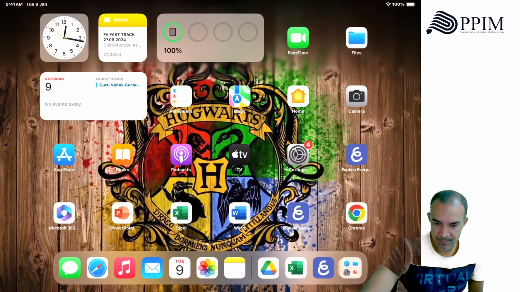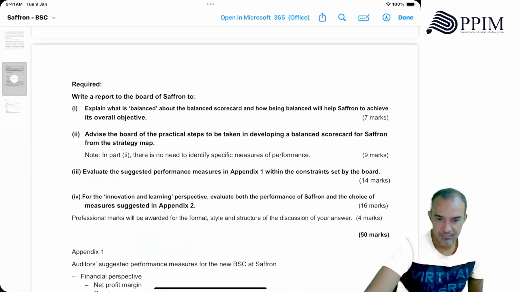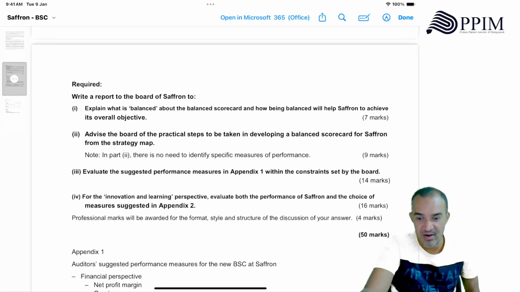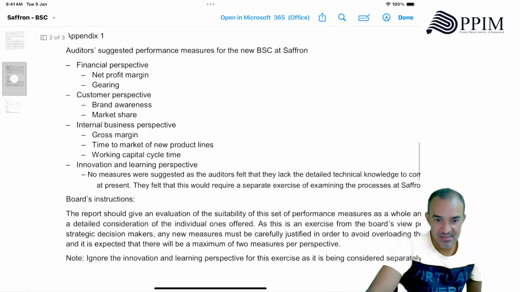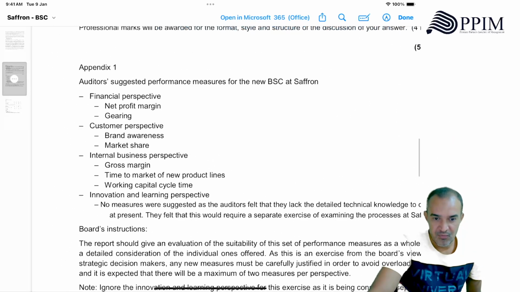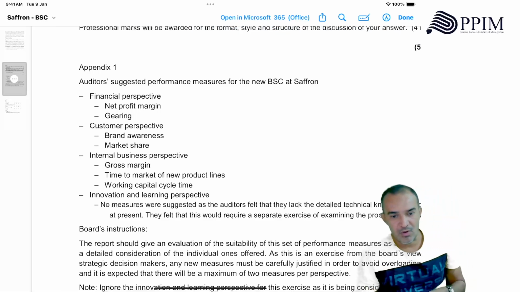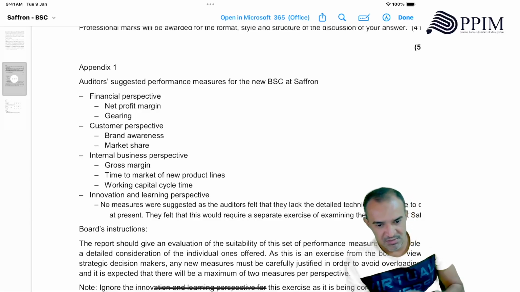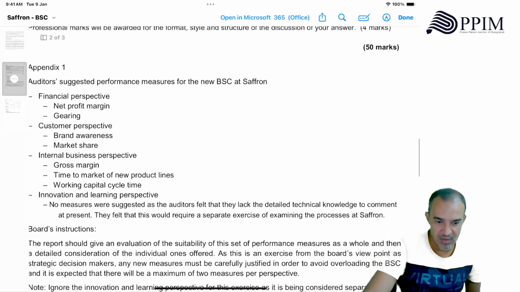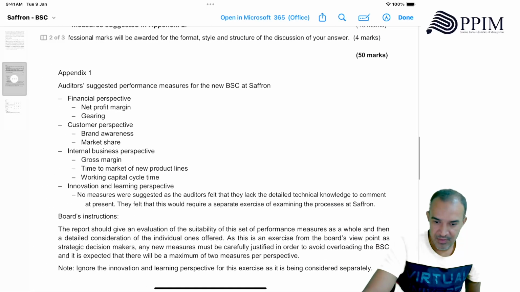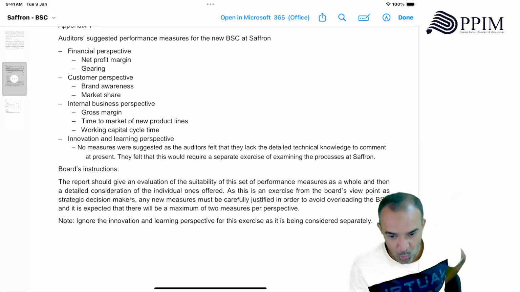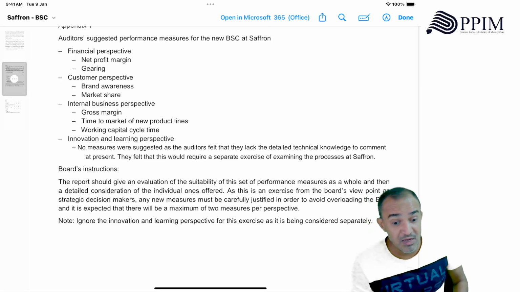Right, next one. Evaluate the suggested performance measures in Appendix 1 with the constraints set by the board. Okay, now they have given us certain performance measures. Auditors suggested the performance measures for the new BSc. Innovation and learning, no measures. So we have to bring something in. Board instruction: the report should give an evaluation of the suitability of the set of performance measures as a whole, and then a detailed consideration of the individual ones offered.